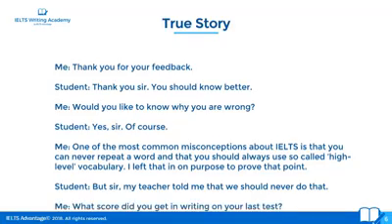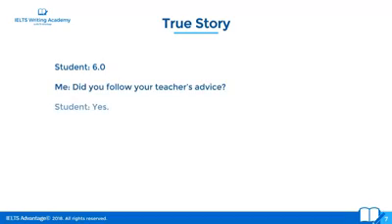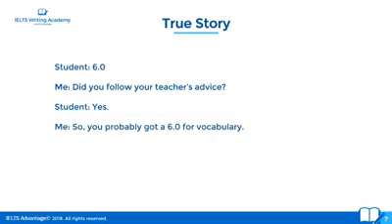So I said, "What score did you get in writing on your last IELTS test?" The student said 6. "Did you follow your teacher's advice?" "Yes." "So you probably got a 6 for vocabulary." So you see the logic here. This person is following someone's advice, getting a 6 for vocabulary, and then criticizing somebody else for their vocabulary. So they're on shaky ground, logically.